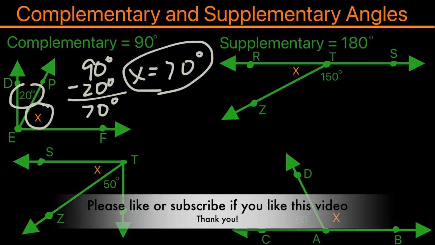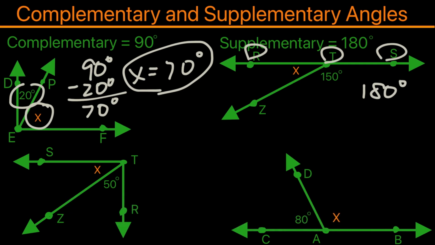For the second example, we have a straight line with vertices R, T, S. And RTS is a straight line, which means that it's 180 degrees. And if we were to look at the angle here, 150 degrees is provided for STZ. So basically the angle STZ equals 150 degrees.